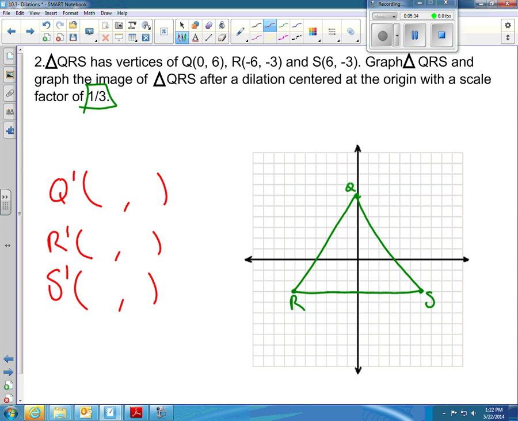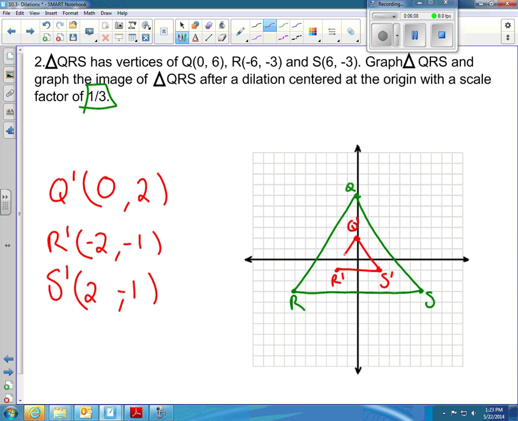It was 0, 6. 0 divided by 3 is 0. 6 divided by 3 is 2. R was -6, -3. So -6 divided by 3 gives us -2. -3 divided by 3 gives us -1. And S is going to turn into 2, -1. Let's go ahead and graph these. So 0, 2 gives us Q prime. -2, -1 gives us R prime. And S prime is 2, -1.